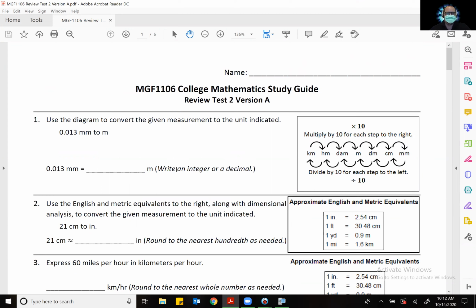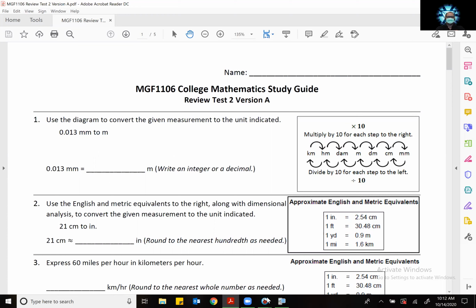So number 1 is coming from 9-1. We're converting distance, and we want to take 0.013 millimeters and change it to meters. So how are we going to do that? What do we have to do? Move the decimal to the left. How many times? 3. You got it. That's one way of doing it.